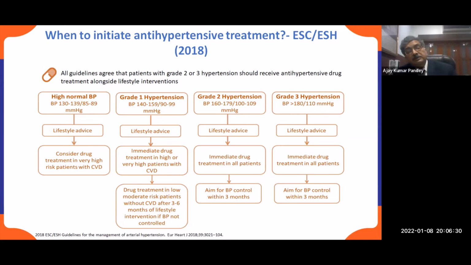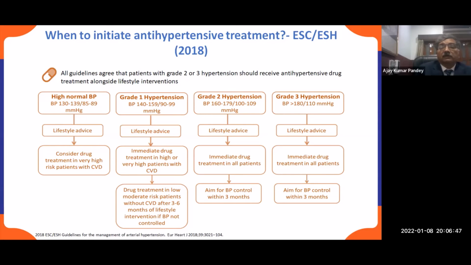Preferred drug of choice is ACE inhibitor, ARB with calcium channel blocker, or if the patient has CVD, we can use a beta blocker as well. Drug treatment in low to moderate risk patients without CVD is started after 3 to 6 months of lifestyle intervention if BP is not controlled. Definitely my threshold will be on the lesser side, and I would like to start within a month or so.